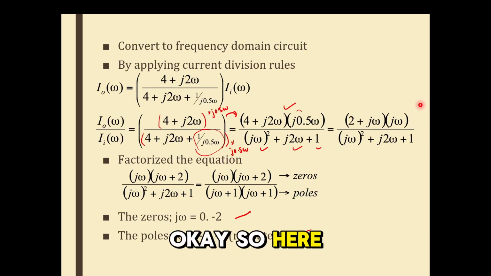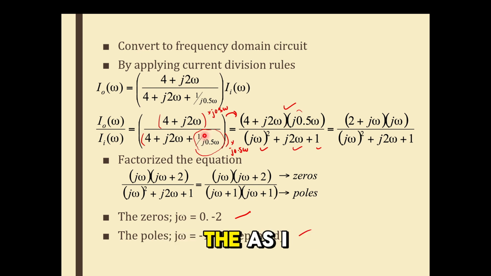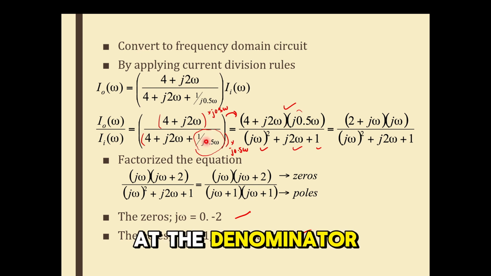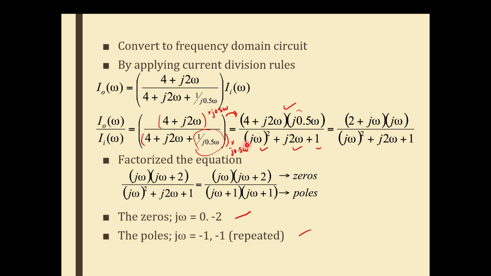Okay, so here we have gone up to this level in the previous question. As I told you, we won't keep the j omega at the denominator. So we'll multiply with 0.5 j omega, at the bottom and top, to make it balance. Okay, so at last you'll have it like this.